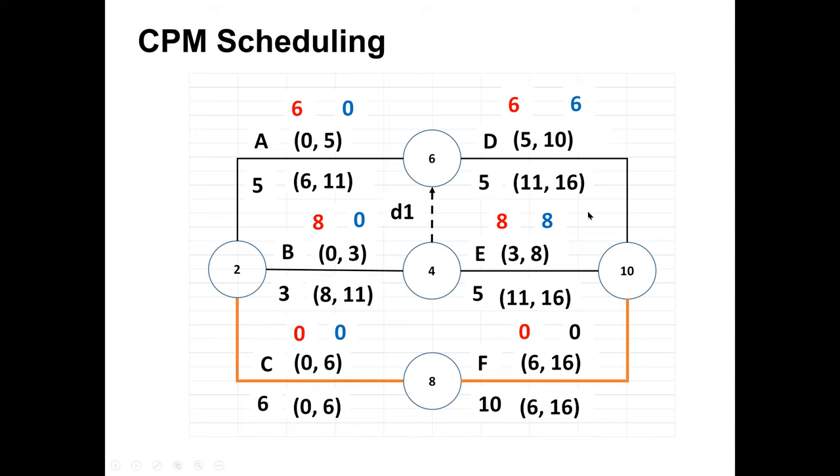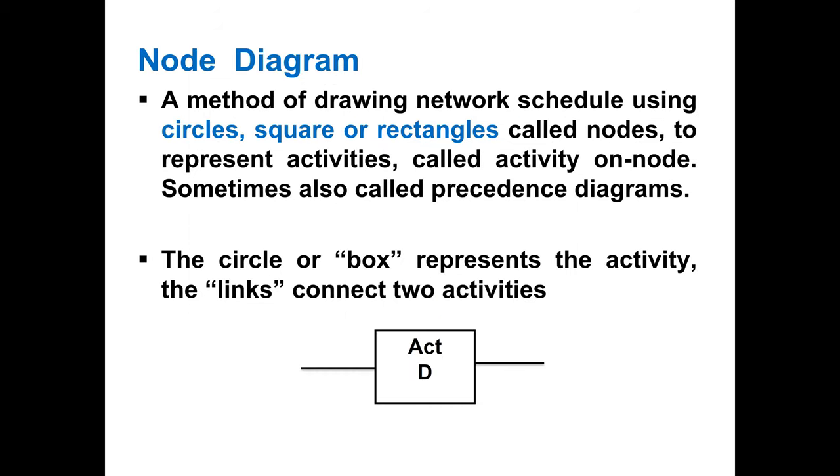Okay, so we have calculated all the total float and free float. And when total float is zero, all those activities are on the critical path. And free float gives us a link between two activities. Okay? So when we move forward with other activities, inshallah, things will be more clear as to how free float and total float are going to affect. Okay, let's move. Next, we are going to discuss the node diagram.